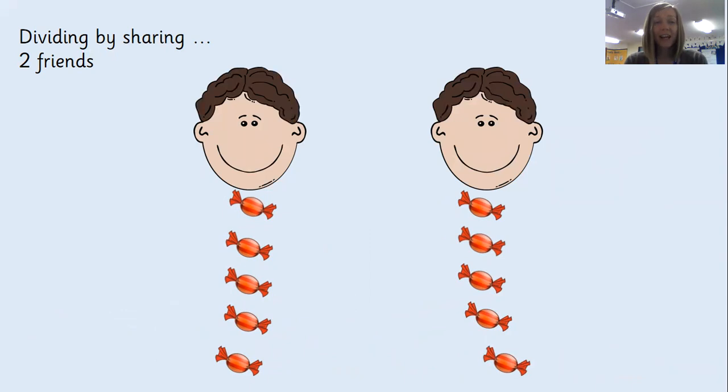Now we just check to make sure that this is the same number as the number of sweets this side. So this friend gets 1, 2, 3, 4, 5. Let's hope that this friend does too. 1, 2, 3, 4, 5. We've made equal groups because we've shared them between 2 friends.